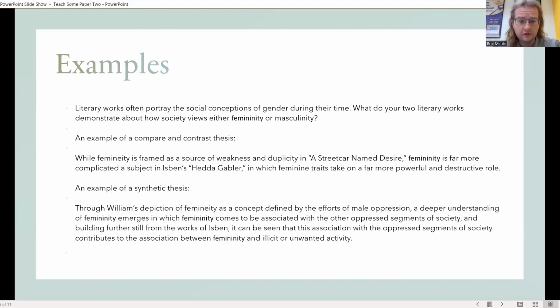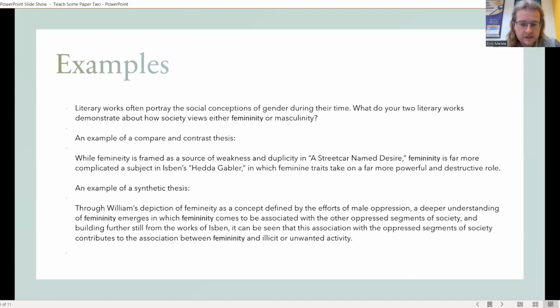So when you get your paper 2, you'll be selecting a question. Here I've selected a question that talks about how literary works often affect views of social factors during their time, in this case, femininity or masculinity. And let's take a look at this compare and contrast thesis. While femininity is often framed as a source of weakness and duplicity in Streetcar Named Desire, femininity is far more complicated a subject in Hedda Gabler, in which feminine traits take on a far more powerful and destructive role.